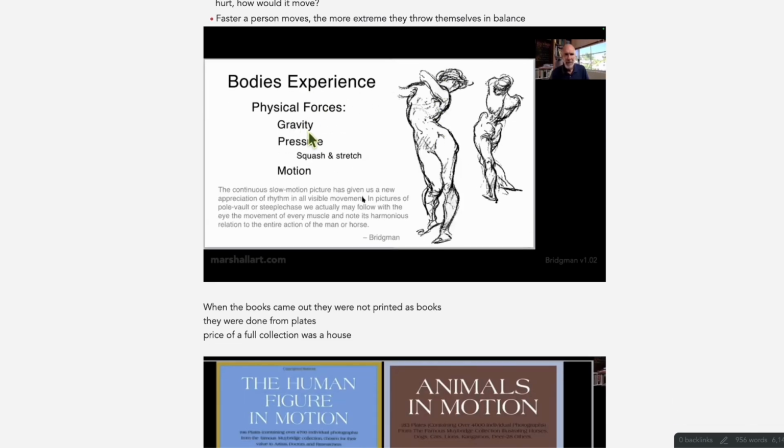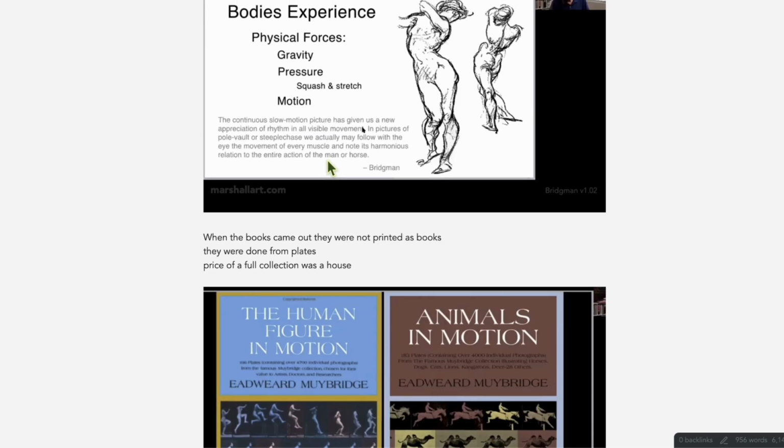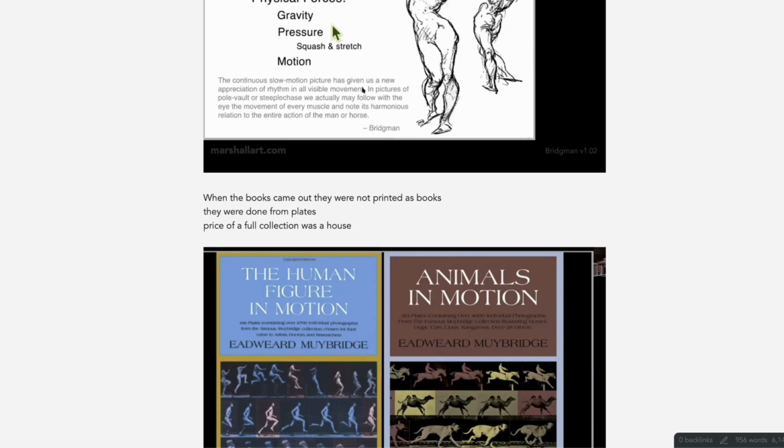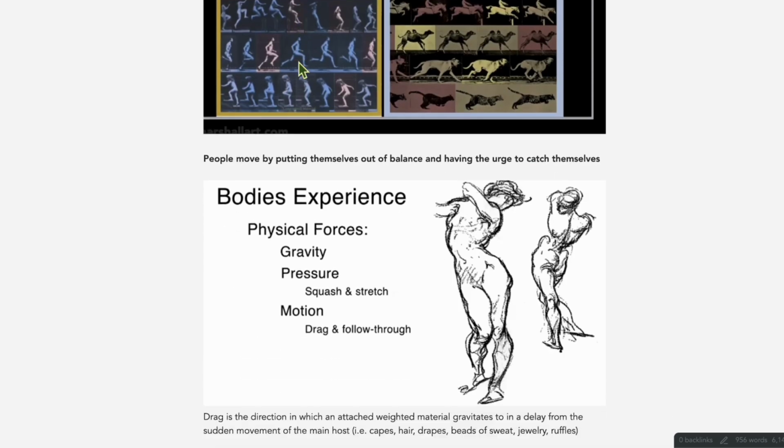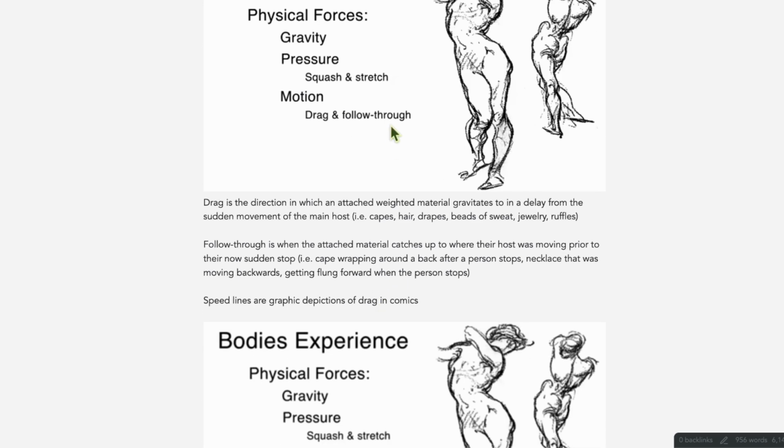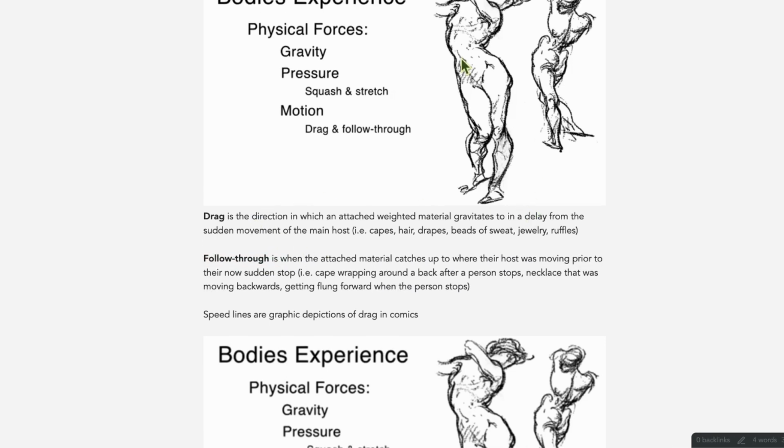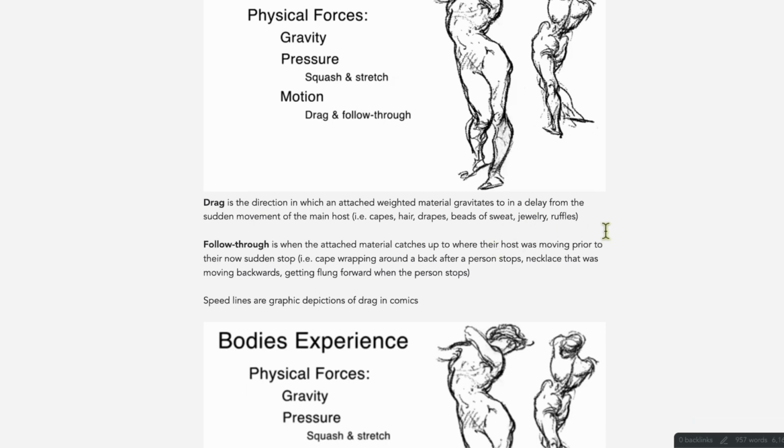So here we have the body's experience. It experiences physical forces such as gravity, pressure, squash and stretch, which we've already tackled before, and motion. And under motion is a really important concept of drag and follow through. These are animation concepts, Marshall said. Drag is when you have something attached to you and it's dragging behind, or in a delayed movement following the direction that you're going.